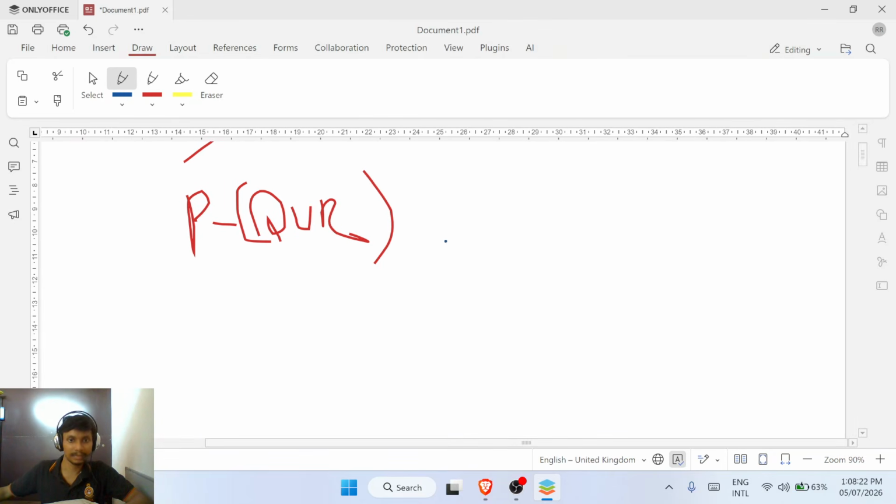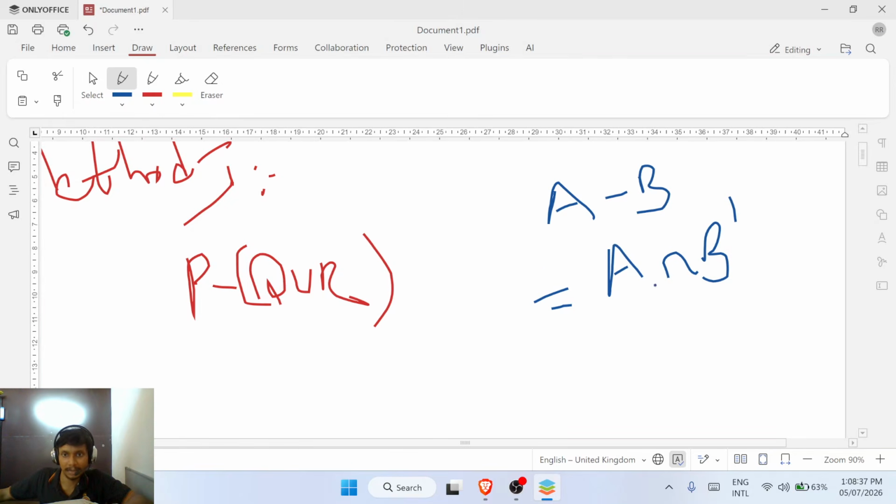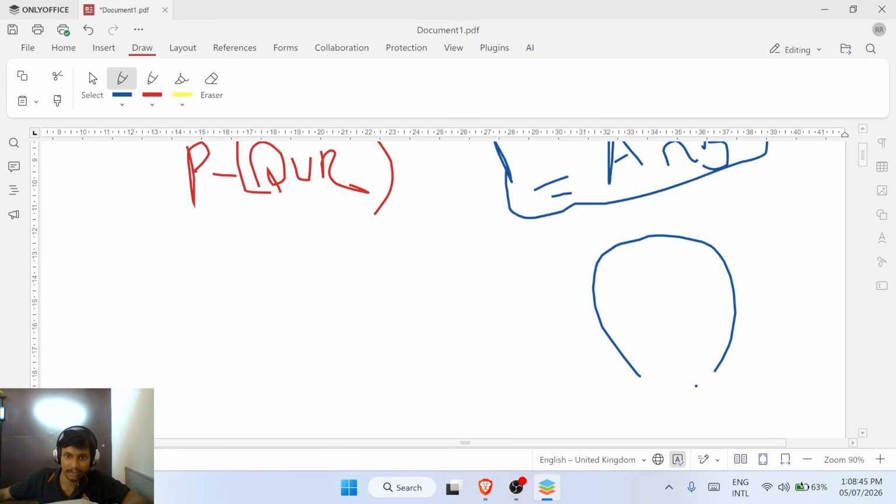Before going to the question, what is A minus B? A minus B is equal to A intersect B dash. This is very important. Please memorize this. A minus B is equal to A intersect B dash. For example, this is A. This is B.